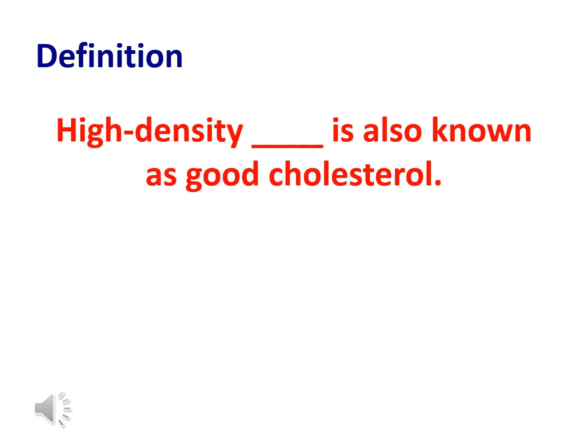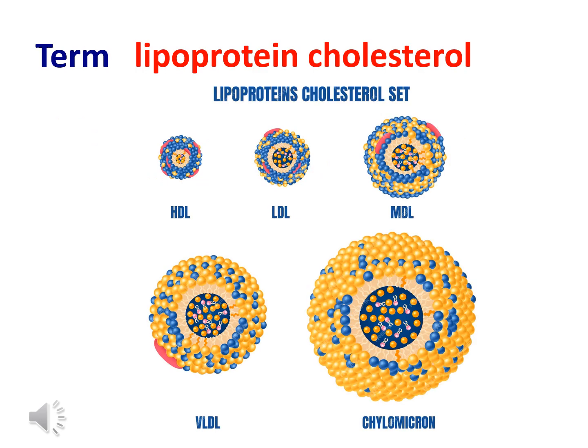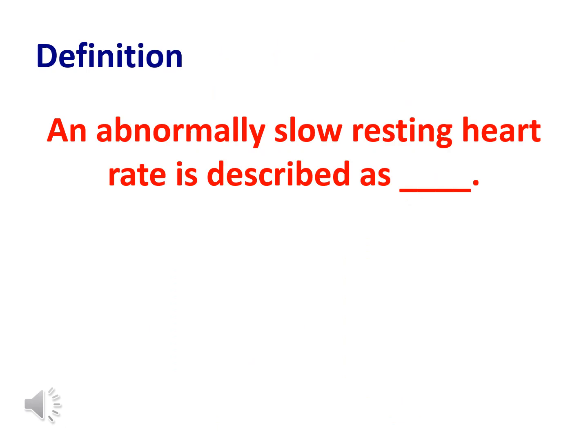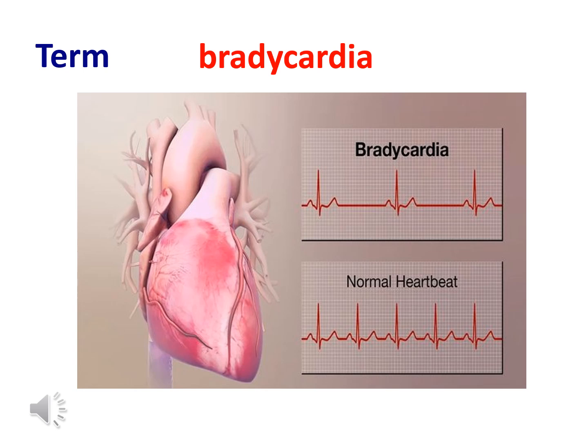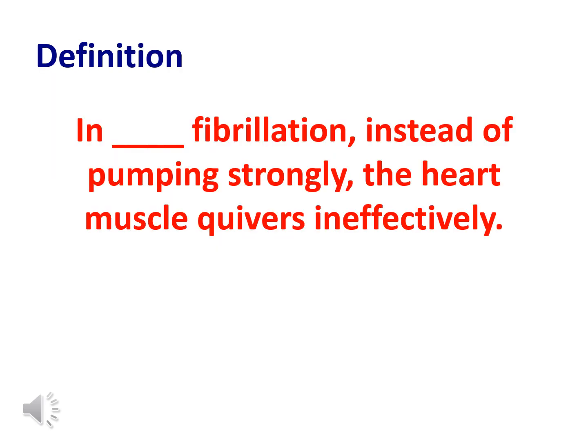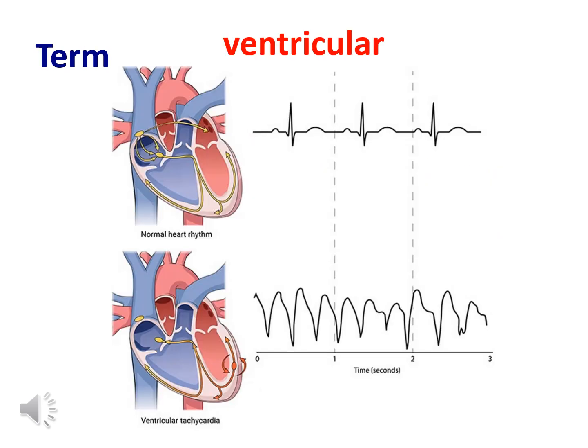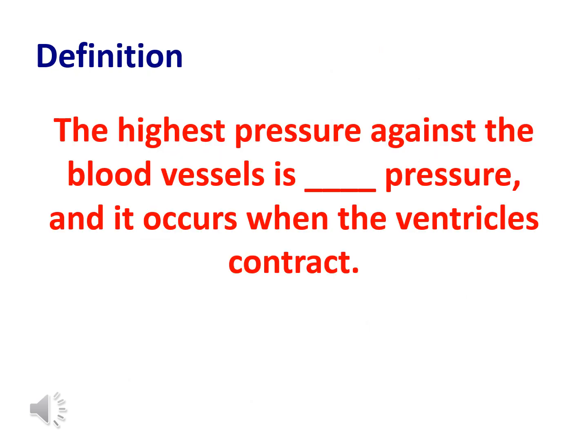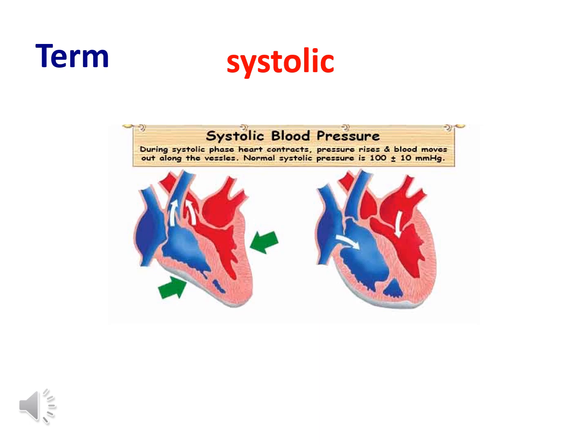High-density blank is also known as good cholesterol. High-density lipoprotein cholesterol. An abnormally slow resting heart rate is described as what? An abnormally slow resting heart rate is described as bradycardia. In what fibrillation, instead of pumping strongly, the heart muscle quivers ineffectively? That is called ventricular fibrillation, or VFib. The highest pressure against the blood vessels is called what pressure, and it occurs when the ventricles contract? That is called systolic blood pressure.